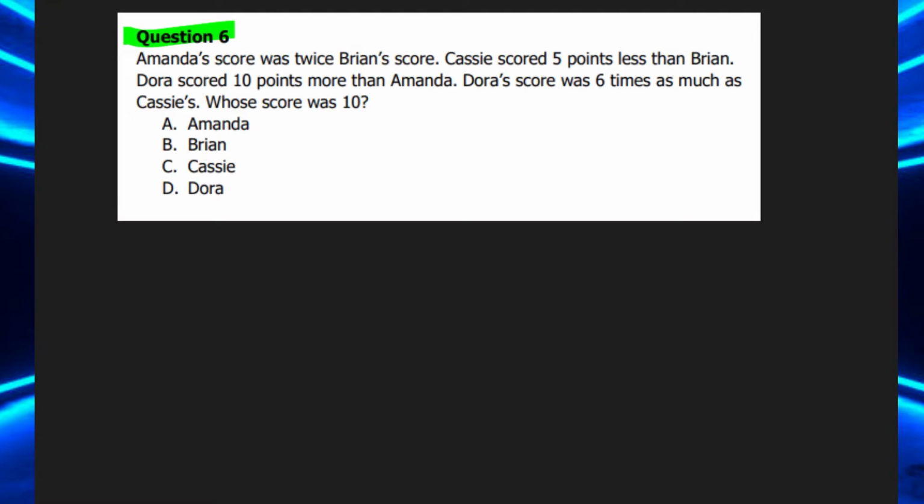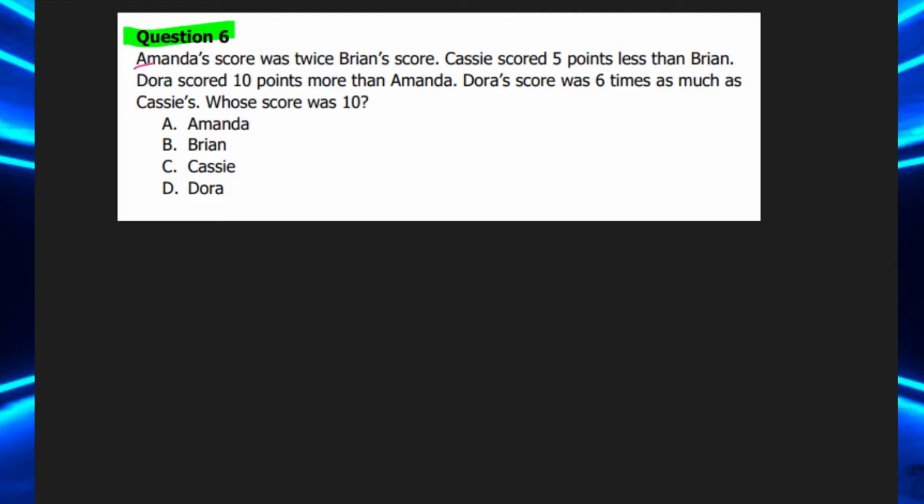We are on question number 6, and this question is one of algebra. Let's see. Amanda's score was twice of Brian's score. Cassie scored 5 points less than Brian. Dora scored 10 points more than Amanda. Dora's score was 6 times as much as Cassie, whose score was 10. Now, in order to find that, let me first remove this. We'll mark it as we go along.